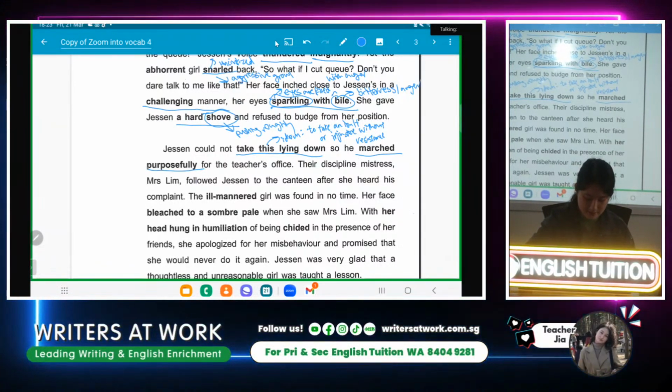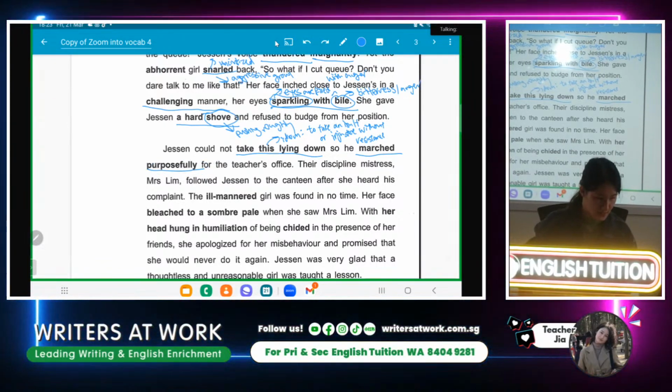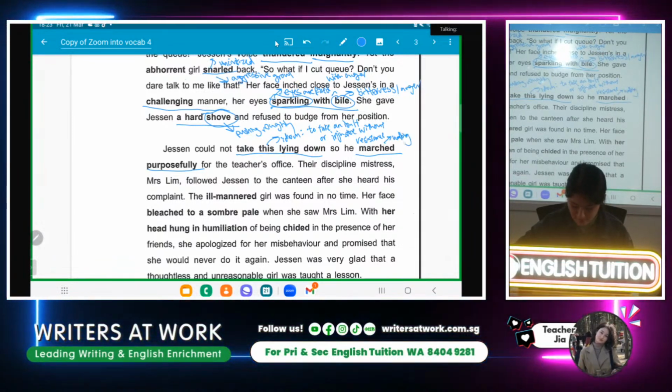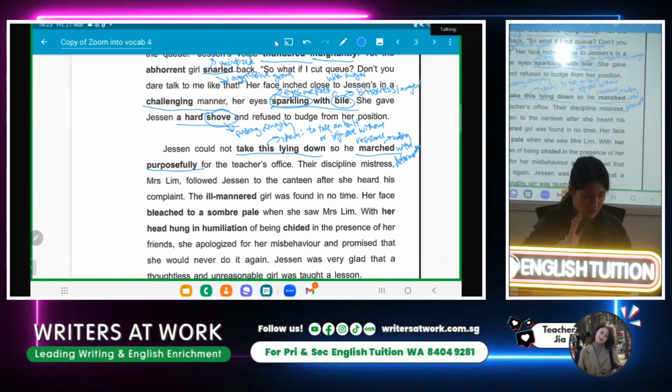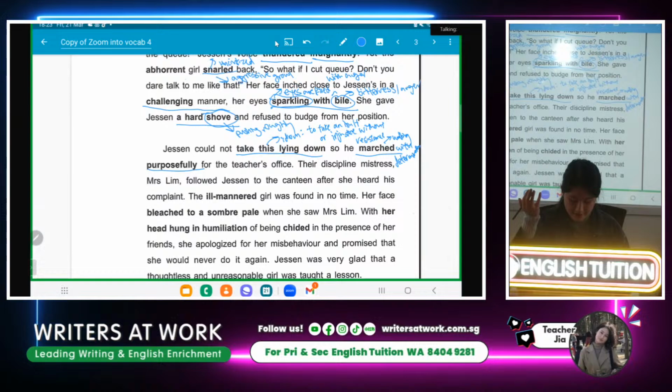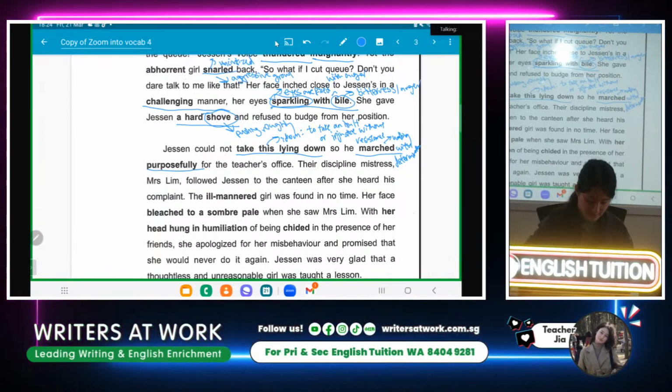It's like the opposite. He is purposeful. He knows exactly what he wants, and he wants her to be punished, okay? When you say march, you mean walking with determination, okay? Purposefully adds on to the idea of march, because both words mean that he's determined. He wants to get something done. Okay, he is mad and he wants to get something done.